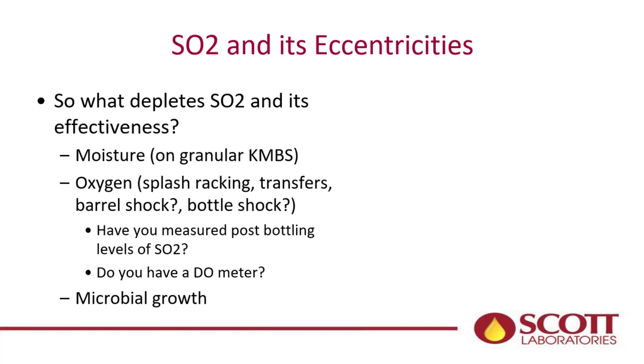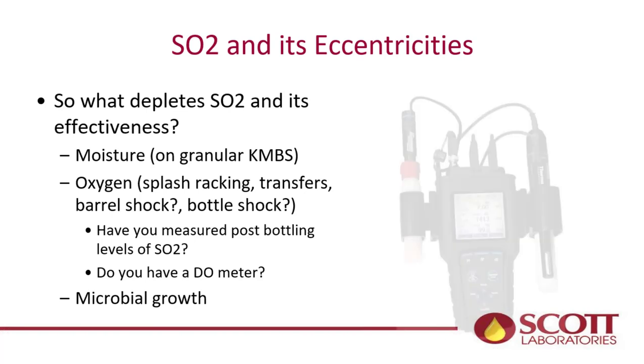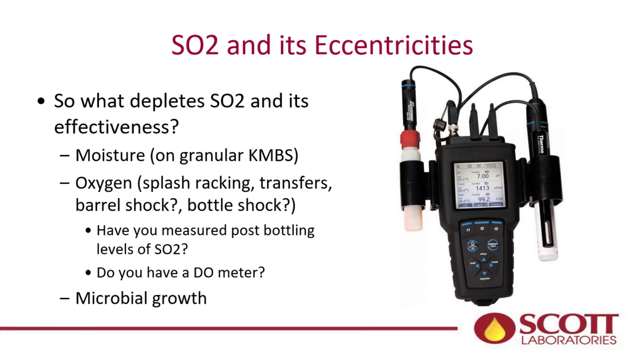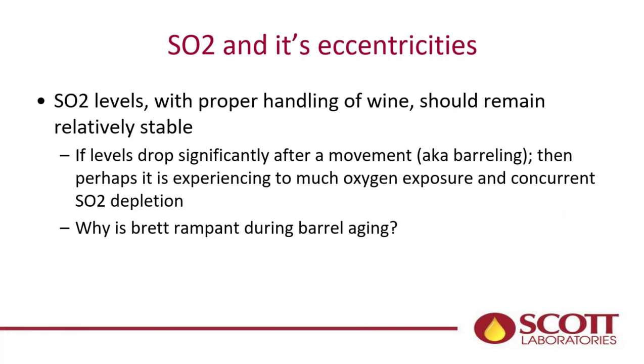The other thing that can deplete SO2 is microbial growth. So when you see really big depletions of free SO2, it could either be an oxidation issue, or you could have some sort of microbial growth taking place. This is an expensive DO meter. It's also a pH meter, but it's a very good one. There are other ones available on the market, and if you want to discuss which one to look at, we can have a discussion afterwards. But your SO2 levels with proper handling of the wine should remain relatively stable. If you do see a significant drop after a movement, you probably have way too much oxygen exposure.